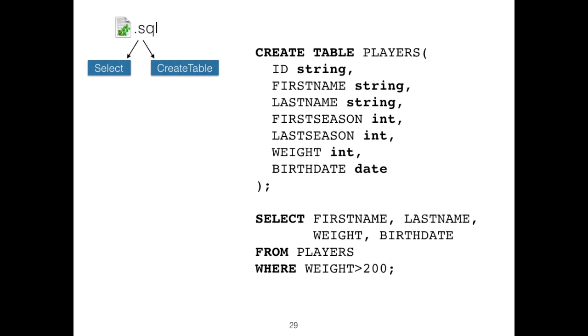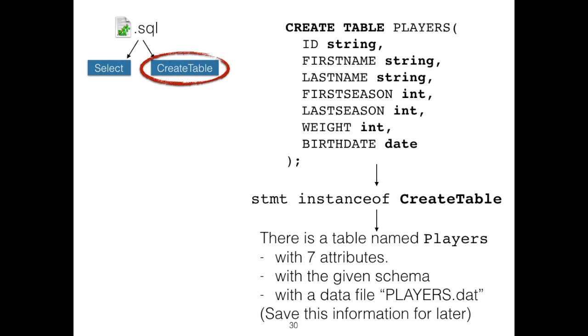The create table statement is going to be an instance of JSQLParser's CreateTable class, which means statement instanceof CreateTable will return true. Basically what it will tell you is that there is a table that has a set of attributes, and it will tell you what their types are. So in this case, there's a table named players. It has 7 attributes: ID, first name, last name, first season, blah, blah, blah. And it has a data file. All of the data for this schema is located in a CSV file, a pipe delimited file called players.dat.